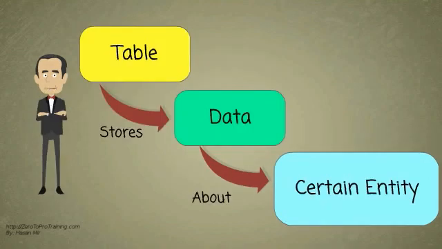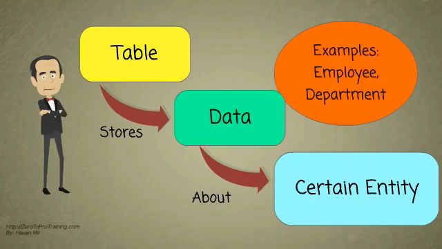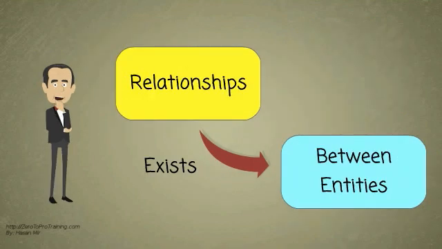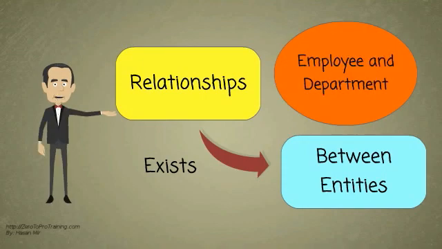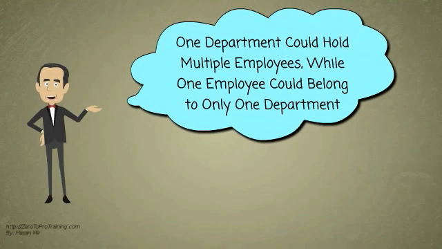Each table stores data about a certain entity, for example, employee, department, etc. In real life, relationships exist between entities. For example, there is a one-to-many relationship between employee and department entities. Meaning, one department could hold multiple employees, while one employee could belong to only one department.